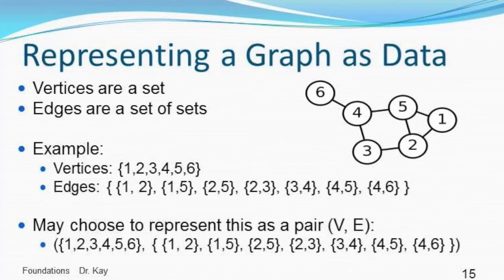So what we're going to do is we are going to say that vertices are a set and edges are a set of sets. So for example, vertices, what are the vertices in this graph pictured here? Well, they are 1, 2, 3, 4, 5, 6. So the vertices are the set containing the elements 1, 2, 3, 4, 5, and 6.